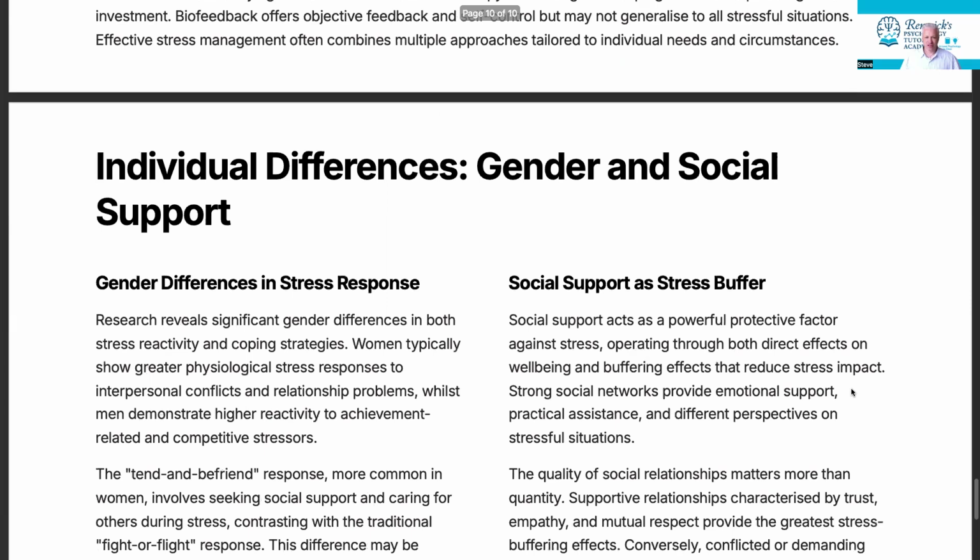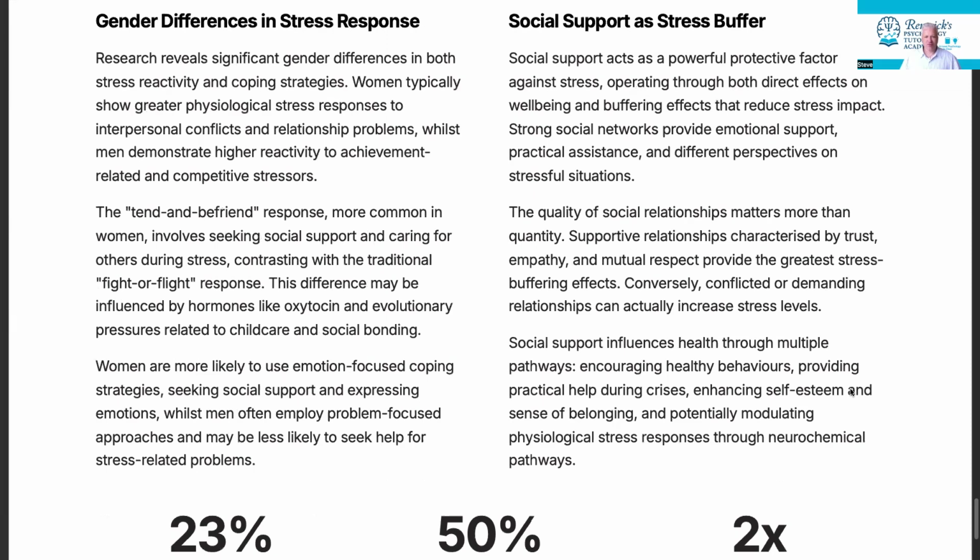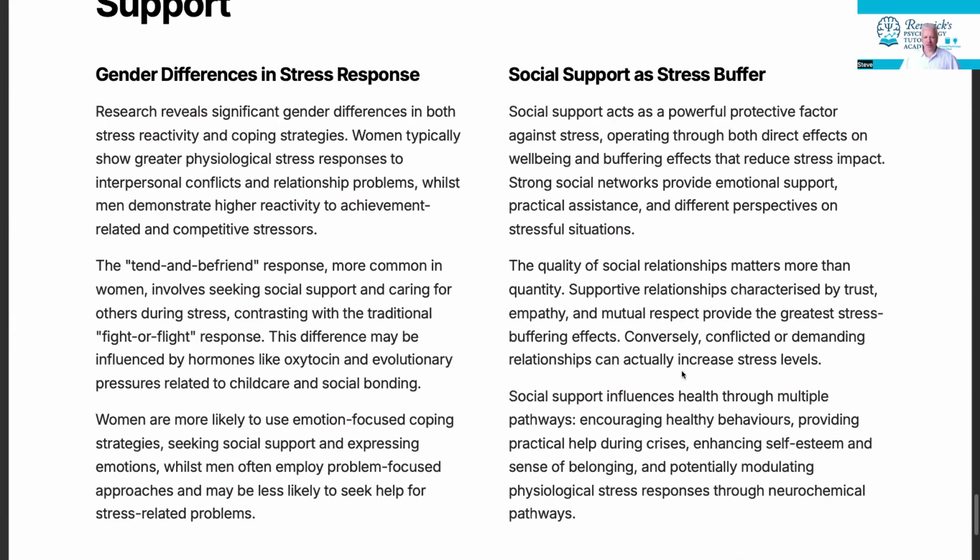There are differences in terms of gender and social support. Social support is a big one to help with stress. Males and females respond differently to stress. Gender differences: women typically have a greater physiological stress response to interpersonal conflicts and relationship problems, while men demonstrate higher reactivity to achievement-related and competitive stressors. So females generally respond to fight-flight with tend and befriend, which is more common for women. So this involves talking, getting social support, caring for others.